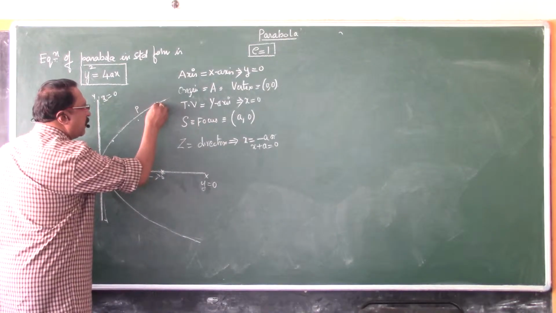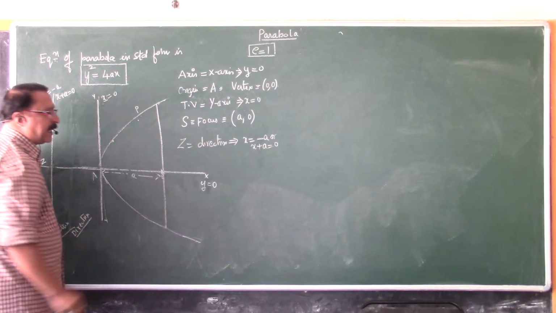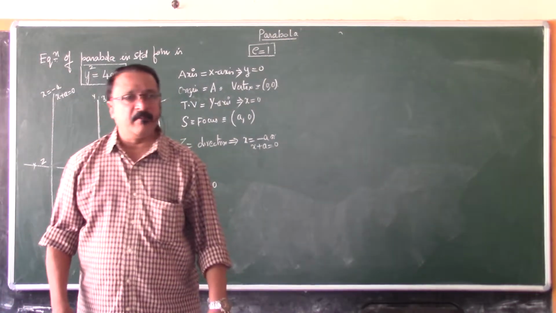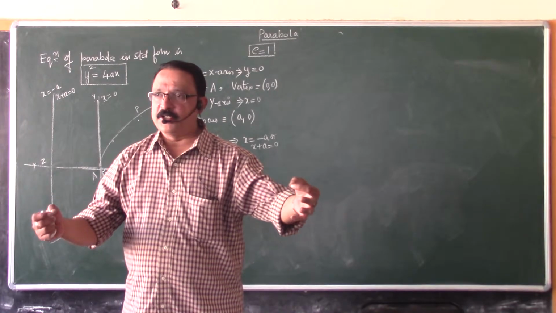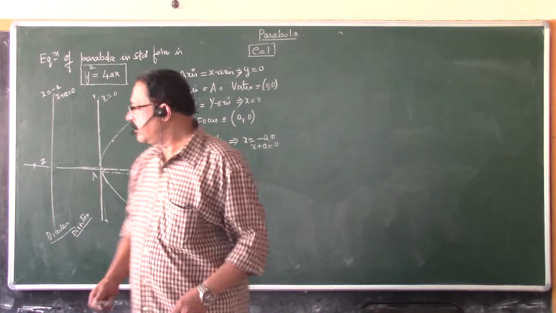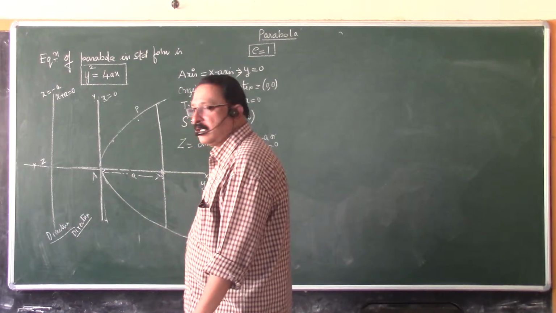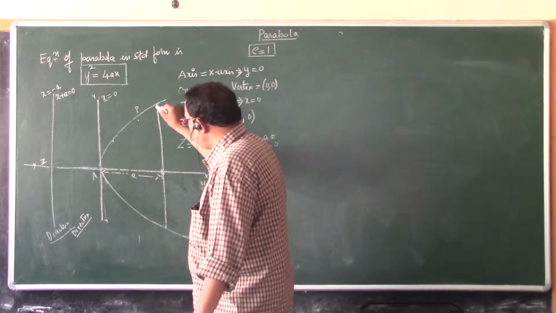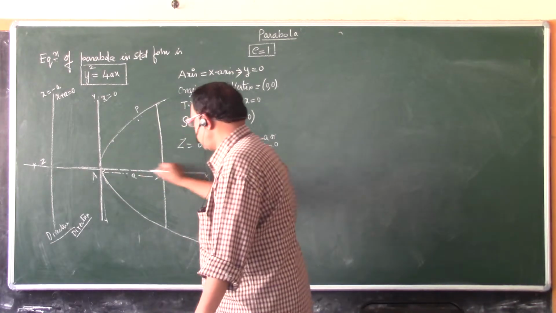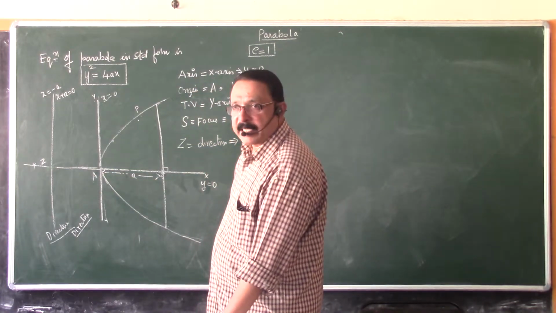Now, any chord of the parabola passing through the focus and perpendicular to the axis, two conditions. We are now talking about a special chord. Chord means a line joining 2 points on a curve. If you join them, you get a chord. So I have 1 point here, another point here. And how is this chord? Number 1 condition, it is passing through the focus. Number 2 condition, it is perpendicular to the axis. Which is the axis? X-axis. It is perpendicular to the axis.